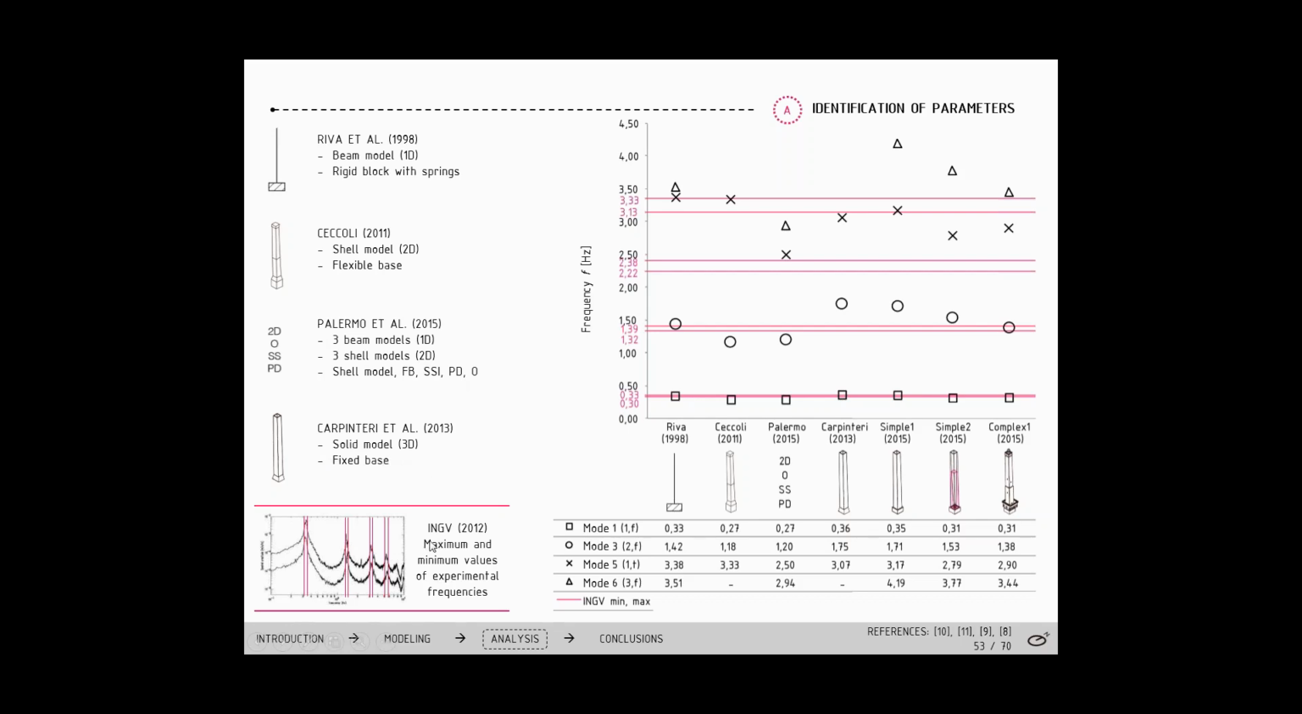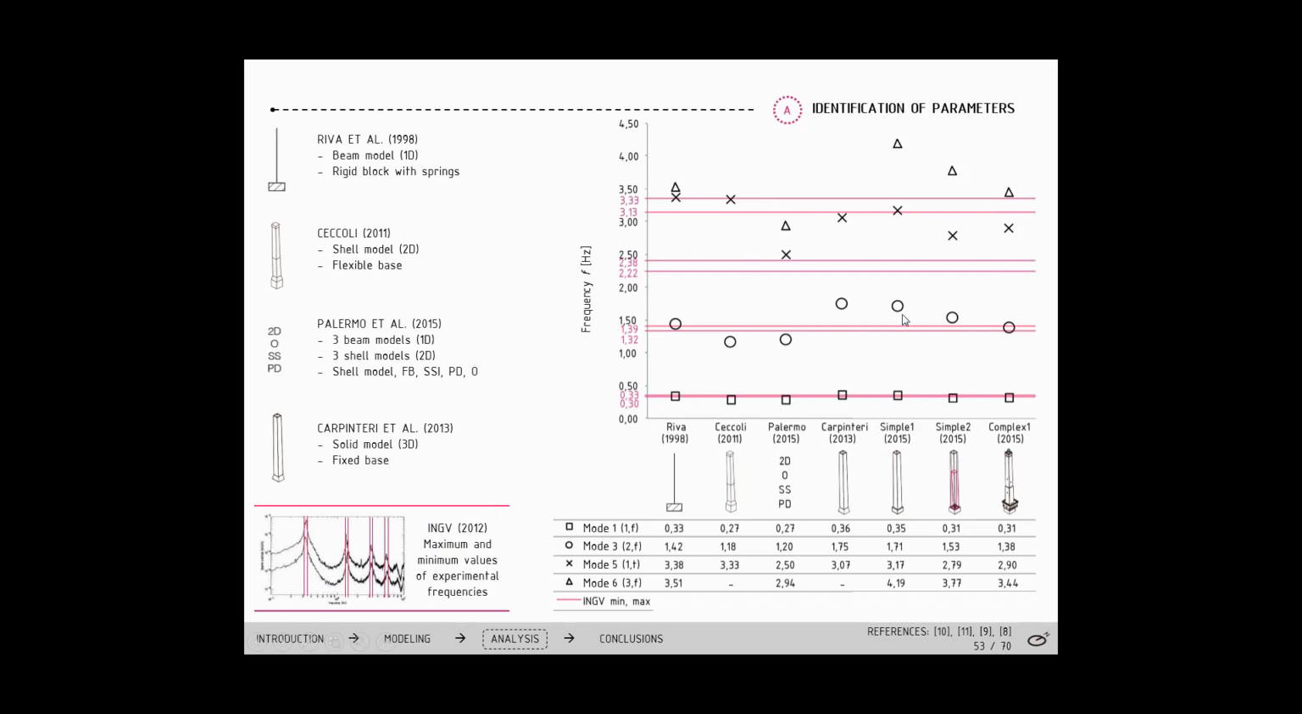The experimental measurements of the real natural frequencies were obtained in 2012 during 3 months by the Italian National Institute of Geophysics and Volcanology, from the monitoring with 4 accelerometers positioned at different heights inside the tower. Here I'm showing the Fourier graph, where the most amplified frequencies were identified and highlighted in our graph as intervals.